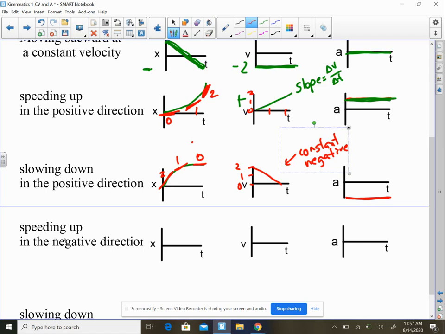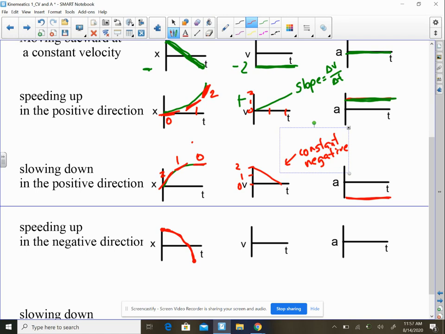So now we can go to speeding up in the negative direction. If we're moving in the negative direction, we would start at a positive value and end at a negative value. And if we're speeding up, that means we're going to travel faster and faster as time goes on. And so our graph would start out not changing very much and then change more dramatically. And so we have something that looks like that.